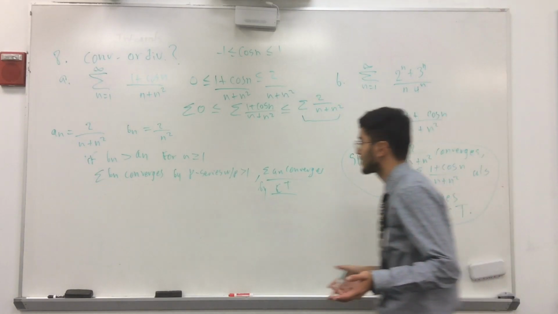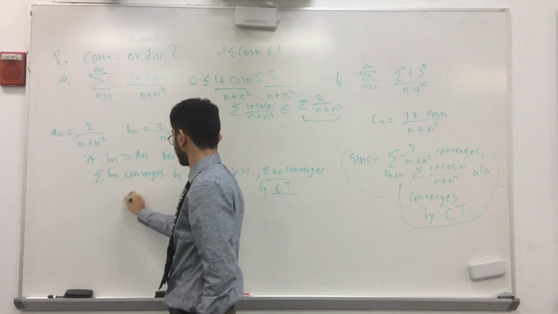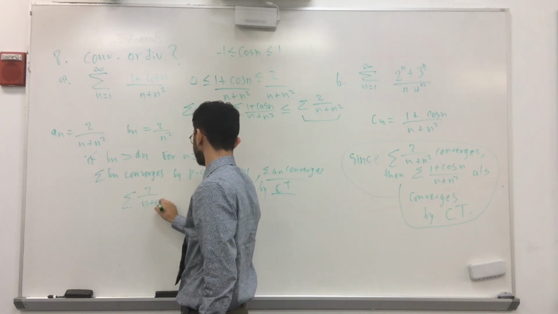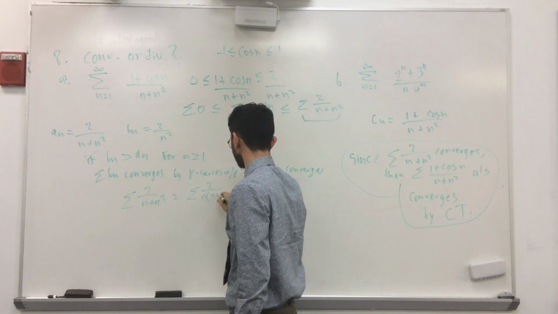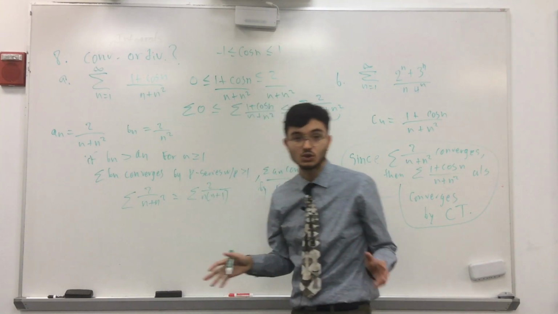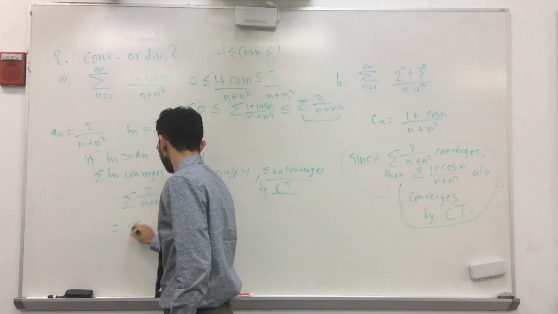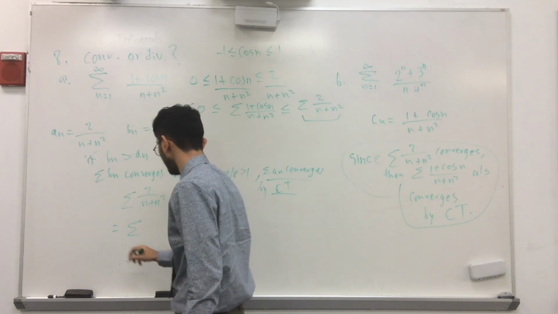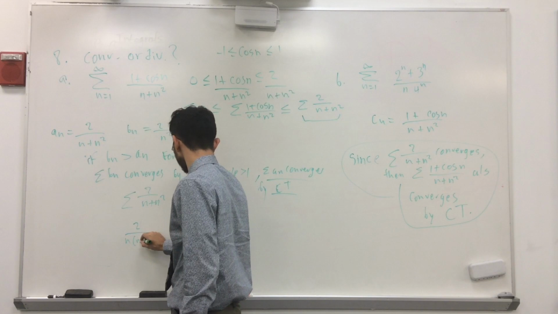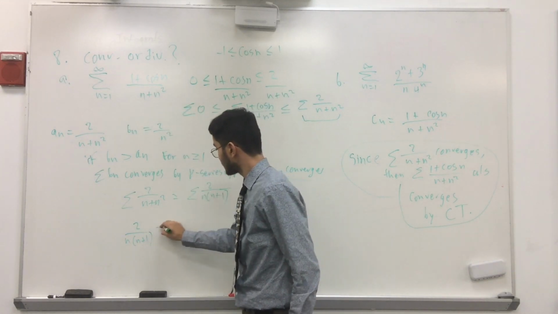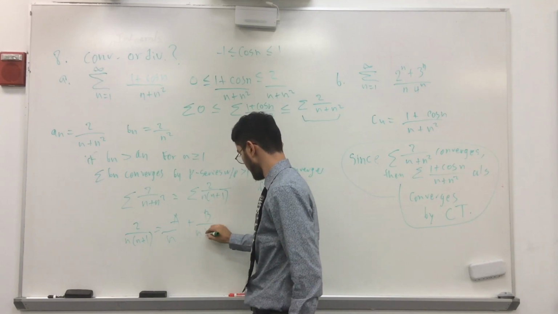But of course, if you're curious what the value of this sum is, let's see. This is the sum of 2 over (n plus n squared), which is nothing but the sum of 2 over n times (n plus 1). This is a telescoping series, so we're going to break it up into partial fractions. This is going to be 2 over n times (n plus 1), which is equal to a over n plus b over (n plus 1).